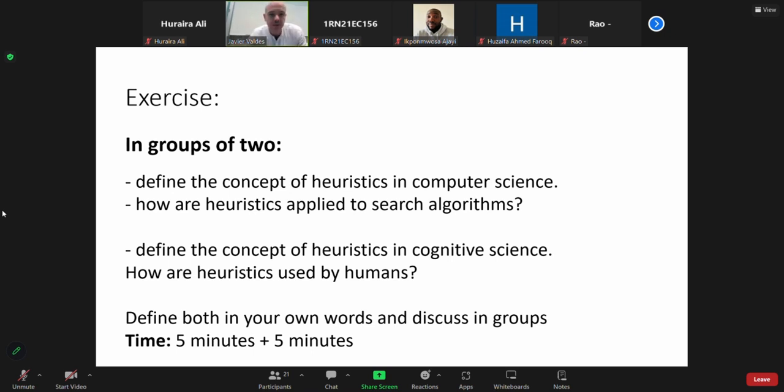For those that are online, I'm going to create a breakout session. How many are you? 21. I'm going to make 10 rooms, so you can do the exercise.